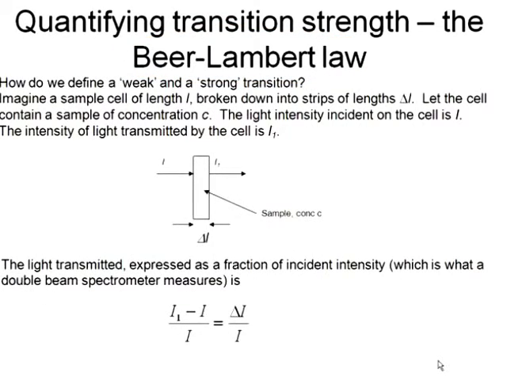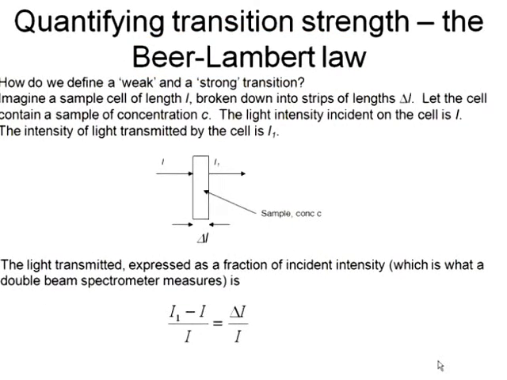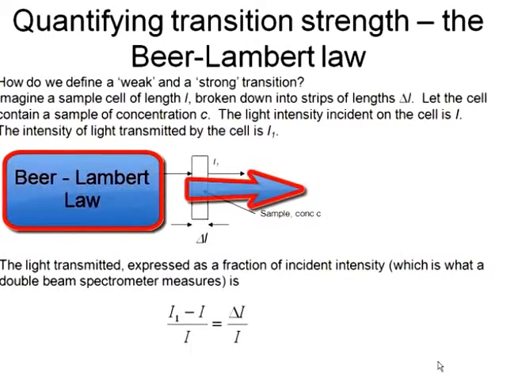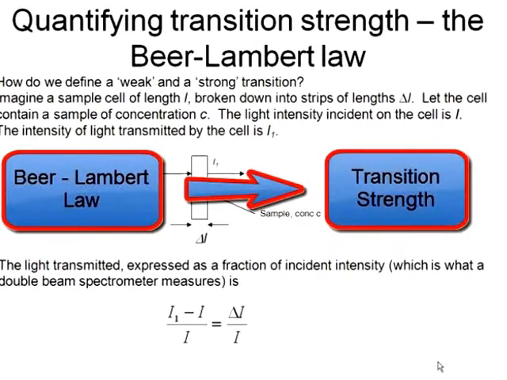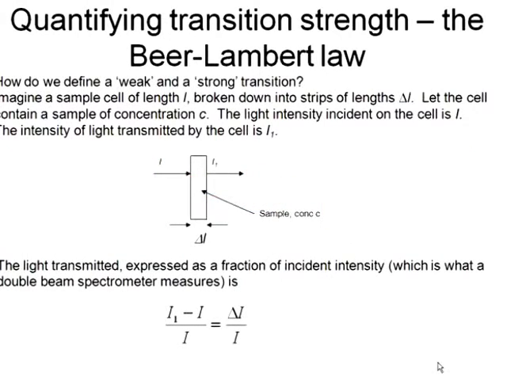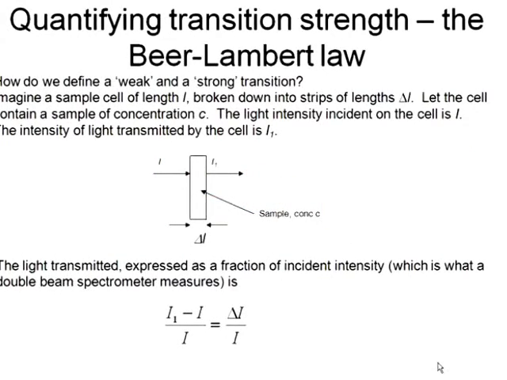can extract from that a constant, which we'll call the molar decadic absorption coefficient, or the extinction coefficient, which characterizes the strength of a transition. And that'll allow us to say more precisely what we mean by a weak transition or a strong transition. So we're going to derive the Beer-Lambert law.